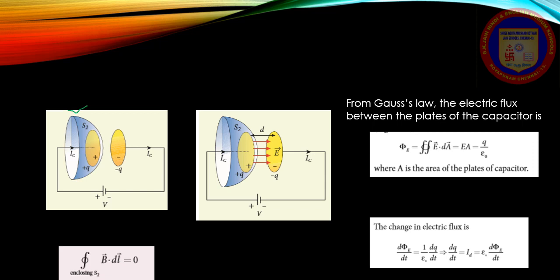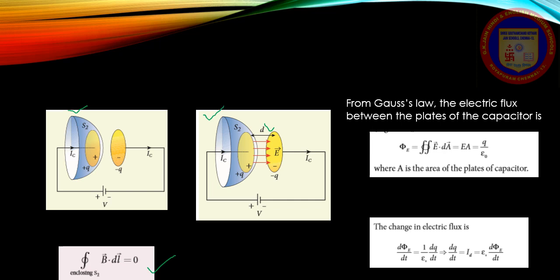Applying Ampere's circuital law, we get the integral over the enclosing surface S2, integral of B dot dl, equal to 0. The right side of the equation is 0 because the surface S2 nowhere touches the wire carrying conduction current, and there is no current in between the plates of the capacitor. So the magnetic field at the point P is 0.